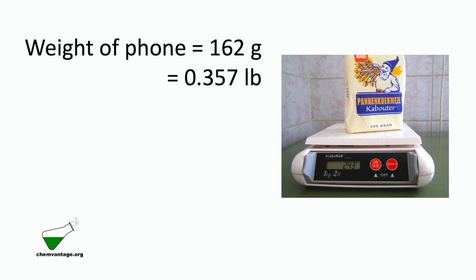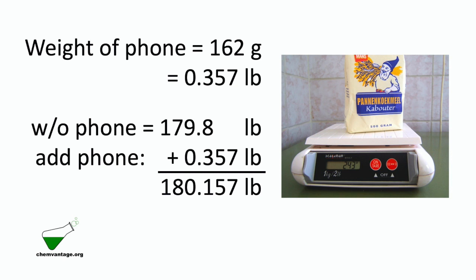Now with a scale like this one, we could weigh the phone by itself and get an answer to 3 significant digits, whether we express that in grams or in pounds. However, this won't help me get a more precise value for my weight with the phone, because when I add the weight of the phone to my weight, I must round the answer to the least significant digit, which is in the tenths of pounds, and I get the same answer as before.